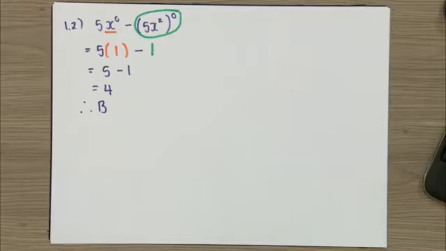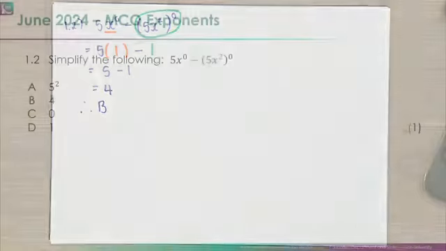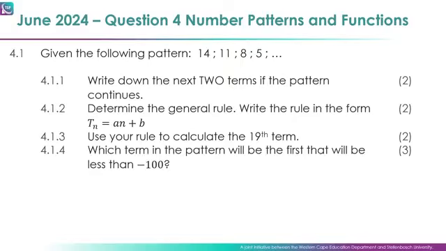So there we go. Grade 9s, we are going to go on to question 4 now. Question 4 is on number patterns and functions. So I'm going to let you do question 4.1, up until 4.1.4. You'll see that is 9 minutes. So I'm going to give you the 9 minutes to do that.